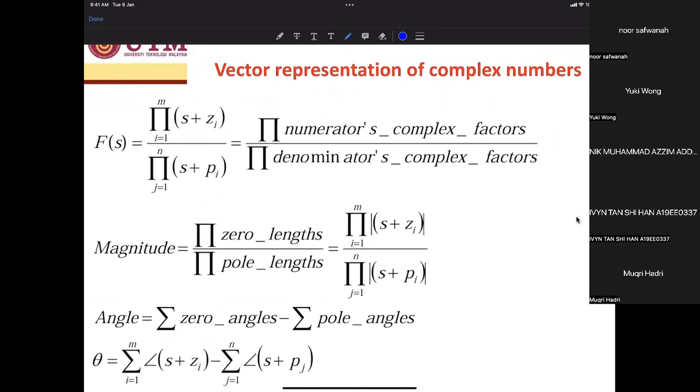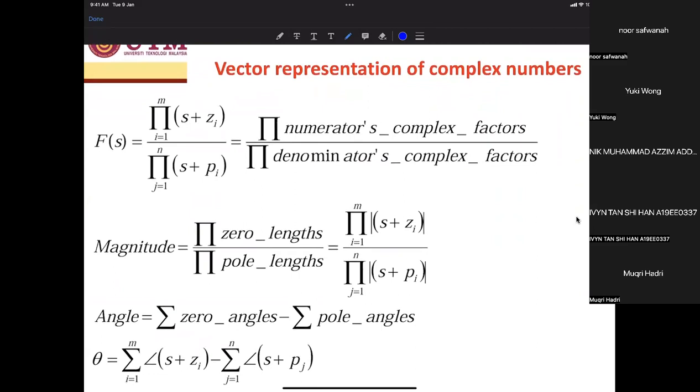So this is what we call a product. When you calculate the magnitude, it's a product, right?